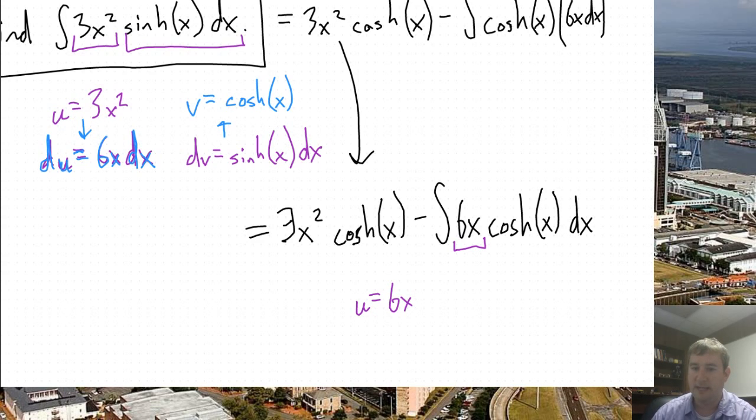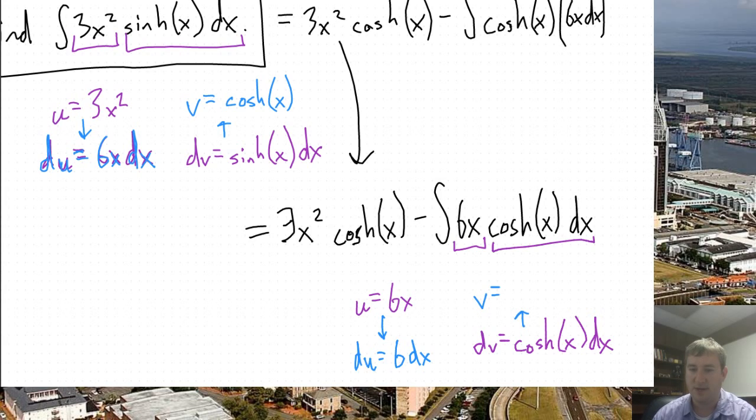If I take that as my u, then my dv would have to be hyperbolic cosine of x dx. And what does that give me? Well, the u would become du, 6x becomes just plain old 6 dx. And then, again, hyperbolic sine and cosine, don't have to juggle any negatives, which is nice. There's my v.